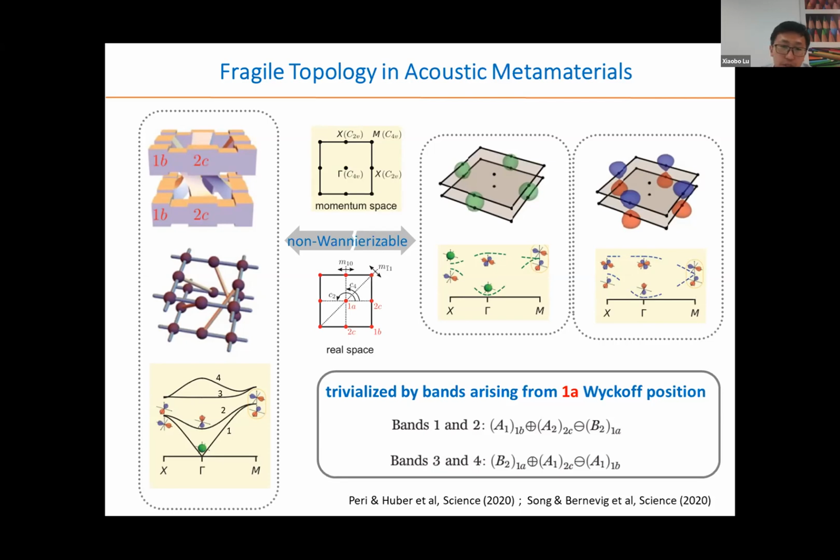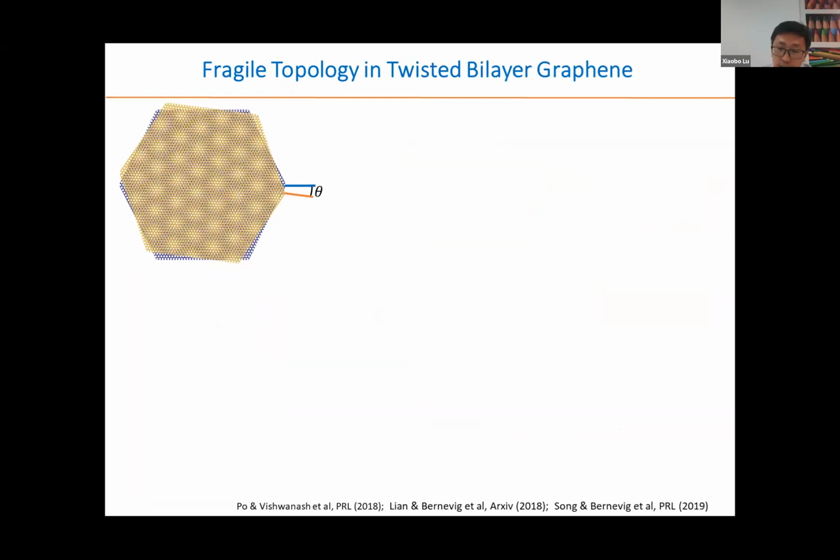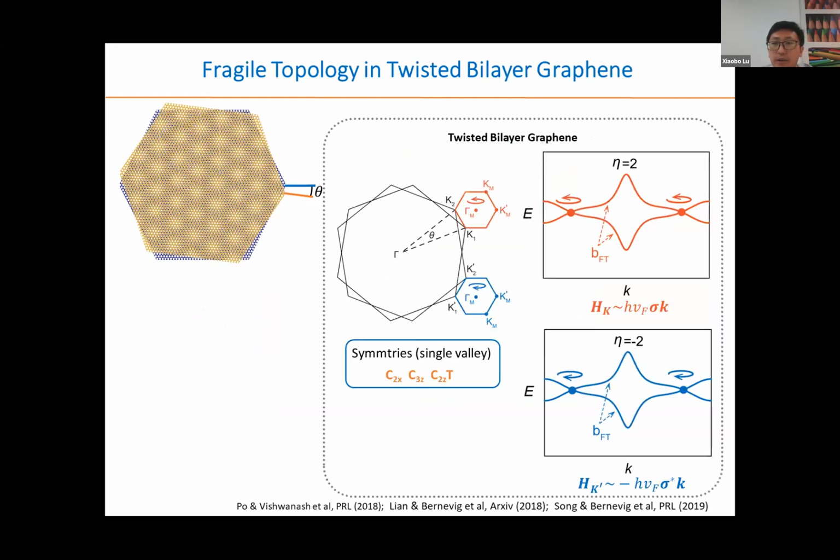So here comes the question: do we have similar fragile topology in crystalline materials? As Andrei already talked about earlier today, twisted bilayer graphene carries a similar fragile topology. We know that for twisted bilayer graphene, the difference between the two intrinsic graphene valleys gives two decoupled moiré Brillouin zones. Inside each one, the lowest two minibands are connected by two Dirac points. The interesting thing is that if you look at the helicity of the two Dirac points, they are the same in the same valley.